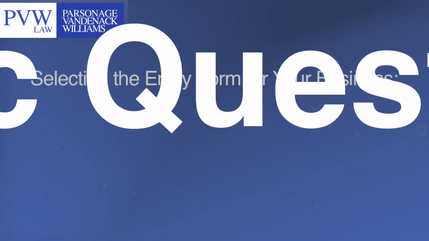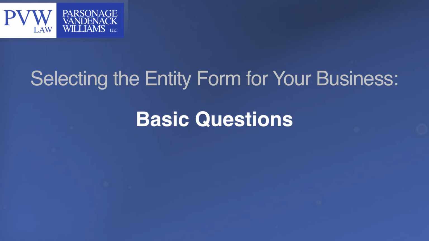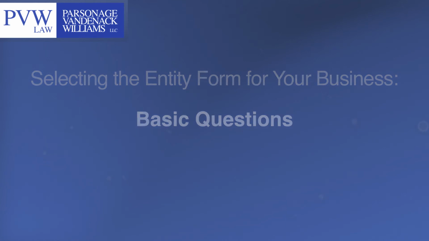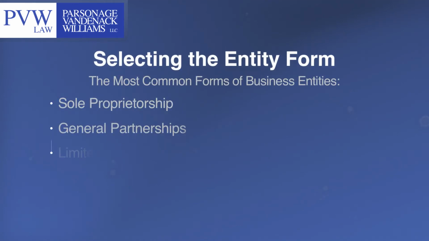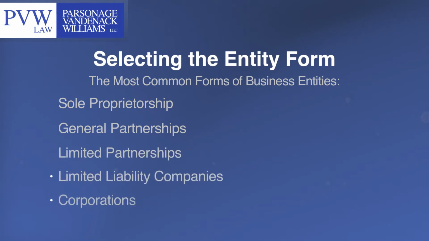In this video, we will be discussing the basic questions you will want to answer in order to select the appropriate entity form for your business. The most common forms of business entities today are the sole proprietorship, general partnerships, limited partnerships, limited liability companies, and corporations. There are several factors that determine the best type of entity for your business.